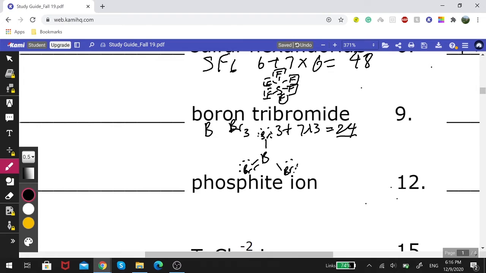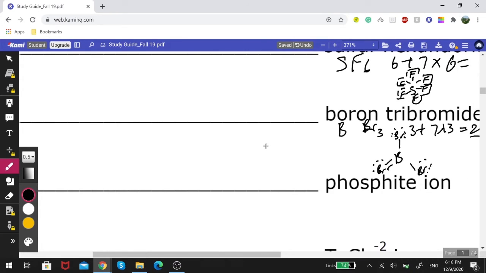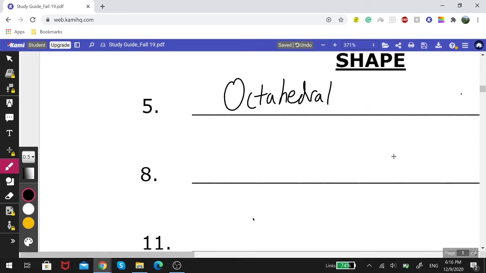Right there. Now this one has 3 bonding pairs and no lone pairs in the middle. So 3 bonding pairs is trigonal planar.